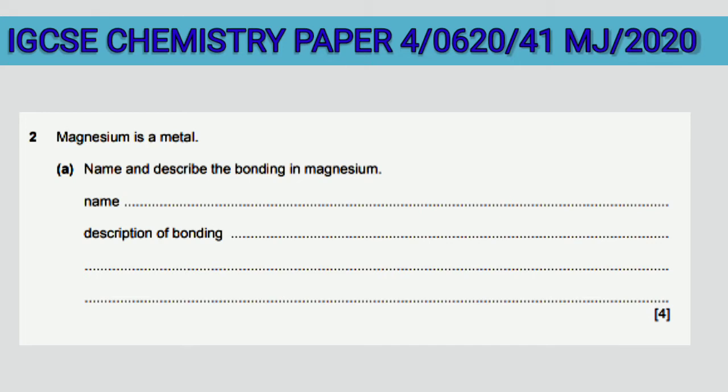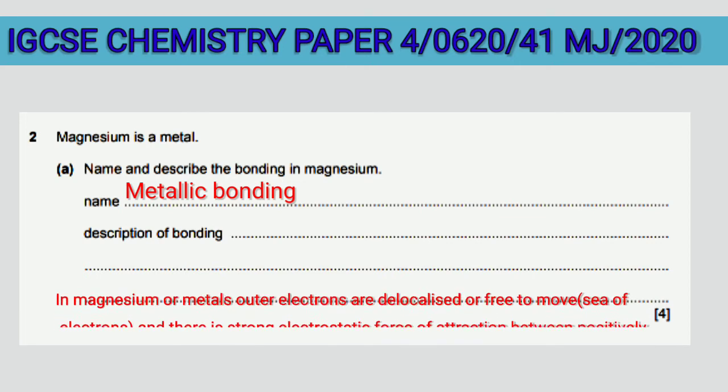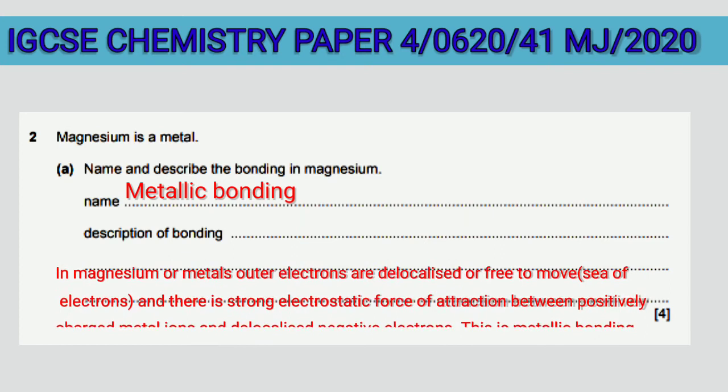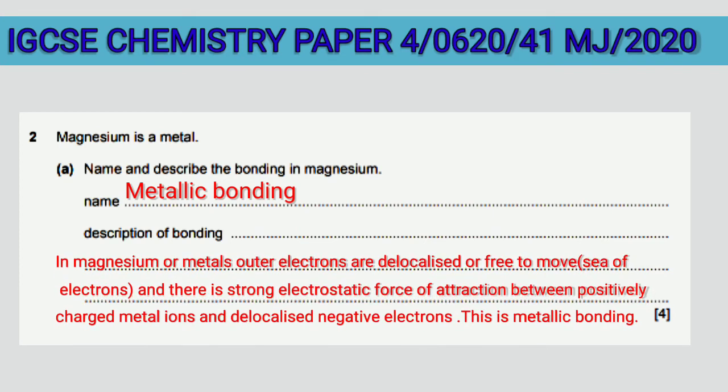Now the second one. Second question is: magnesium is a metal. Name and describe the bonding in magnesium. The type of bonding in magnesium or metals is metallic bonding. In the second part of the question, we are asked to describe the bonding. In magnesium or metals, outer electrons are delocalized or free to move. Or we can say there is a sea of electrons and there is a strong electrostatic force of attraction between positively charged metal ions and delocalized negative electrons. This is metallic bonding.